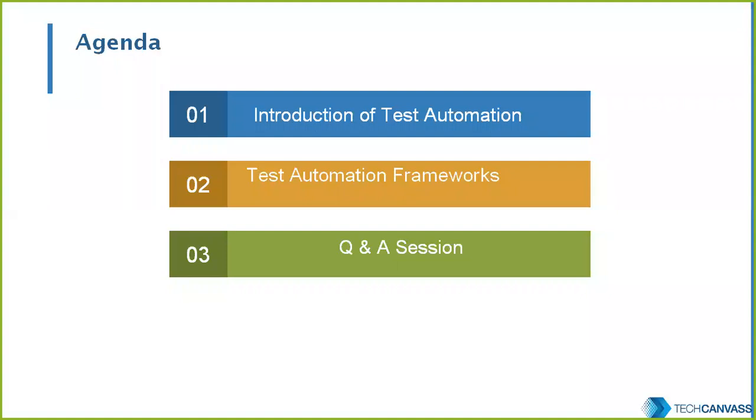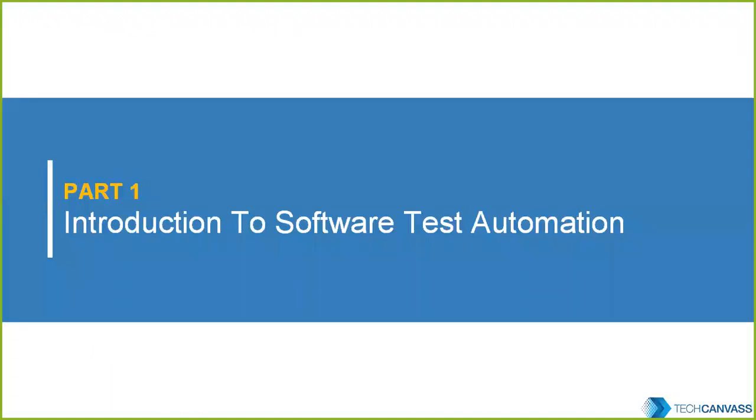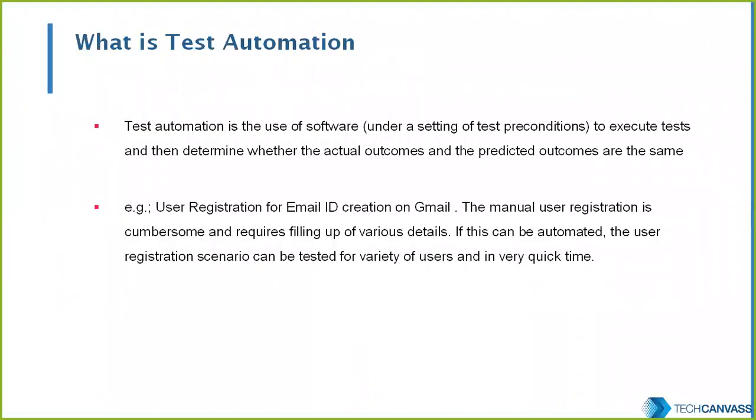So let's start with the first part, that is introduction to test automation. Now, why do we need test automation in our company? Test automation is something which provides us a platform in which we can execute our existing set of regression test cases in a very short duration, using software and some programming.